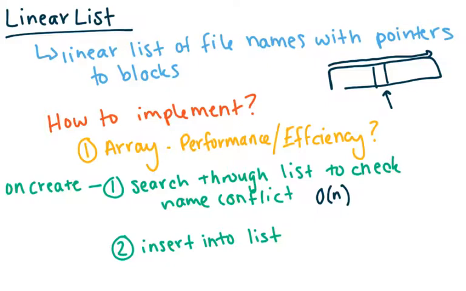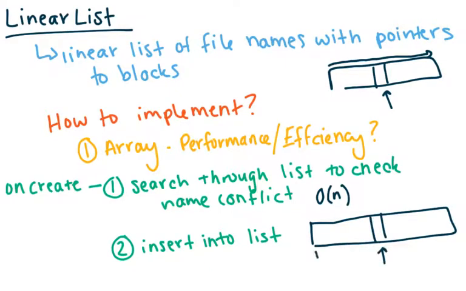So to insert into a list, if you're using a static array, you'd have to reinitialize your array to size plus one, and then copy this part in, add your new file, and then copy the rest of it in. If you're using a dynamic array, it's a little bit easier, but you still have to deal with pointers, and it's still the same efficiency.